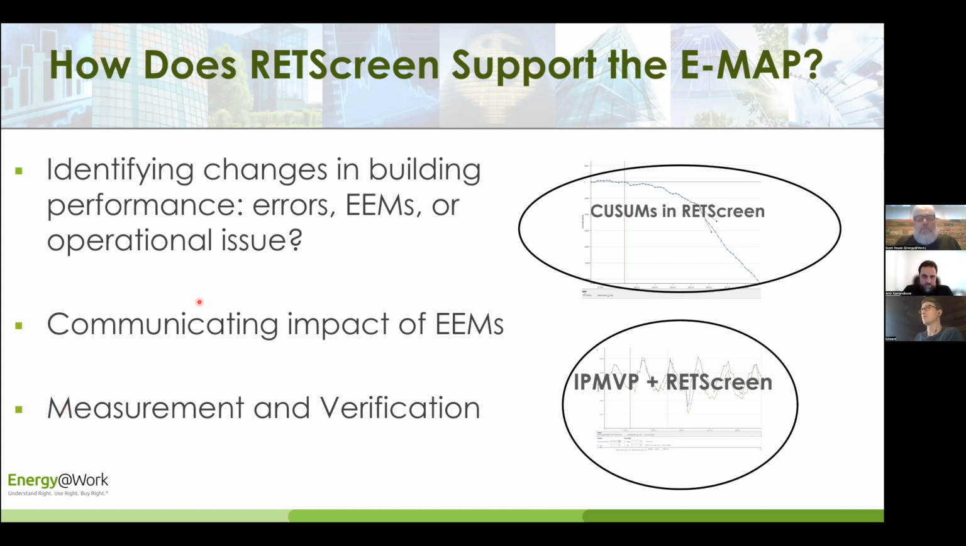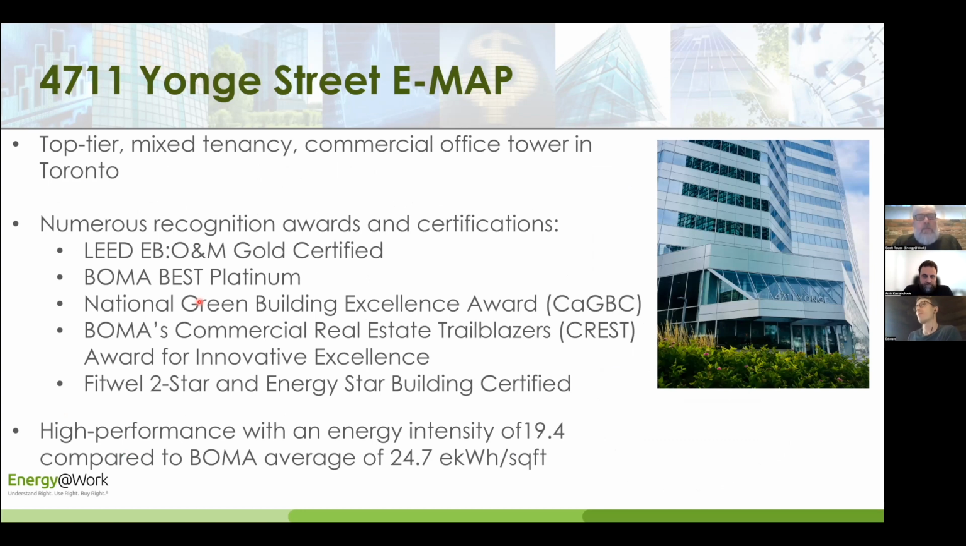So we'll take a look at the first point through our case study of 4711 Yonge Street. So this is a building in Toronto, commercial office building, with a very dedicated management and operations team, which is reflected in the numerous awards and certifications that the building receives. It's a high-performing building with an EUI below 20, compared to the BOMA average of 24.7.